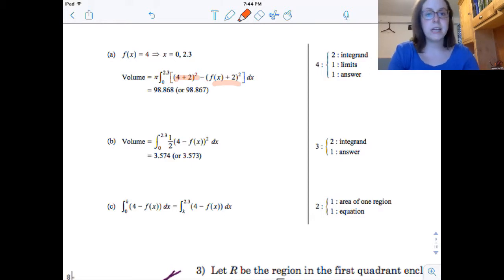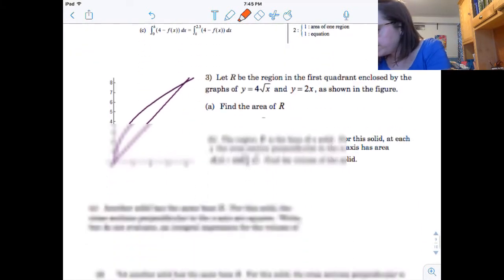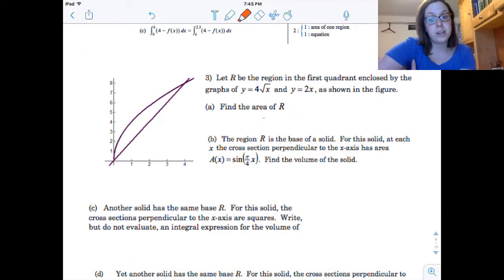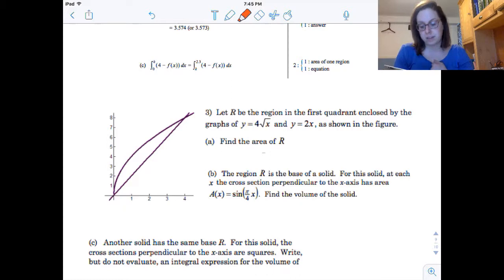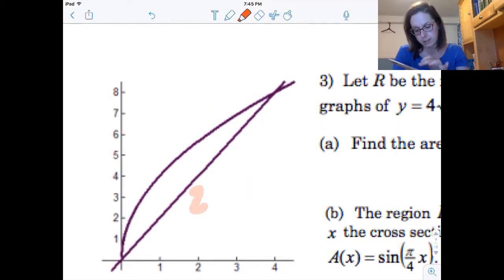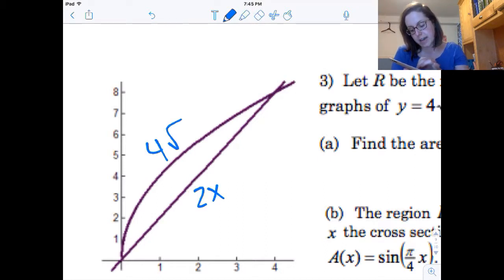All right, keep sending questions if you have them. We are going to do just a couple more, and then we're done, and all we're doing on this is setting it up, okay? So on this one, we're going to let R be the region in the first quadrant enclosed by these graphs, 4 radical x and 2x. I'm going to label this 2x and 4 radical x because I would like to know what I'm dealing with.